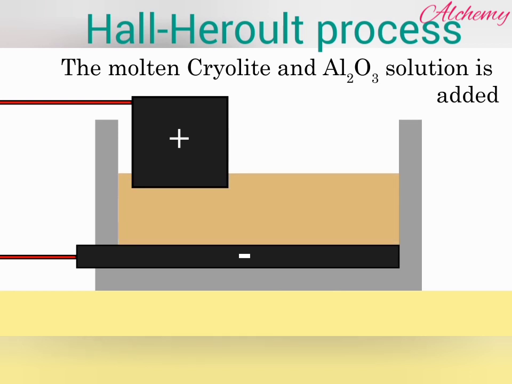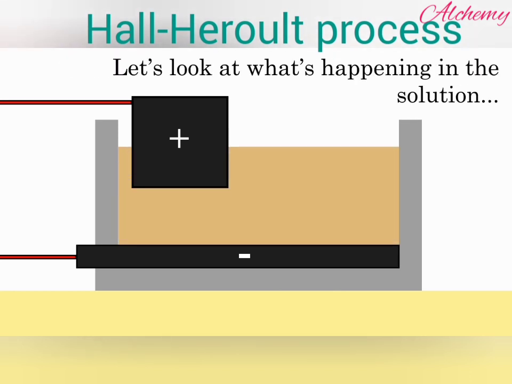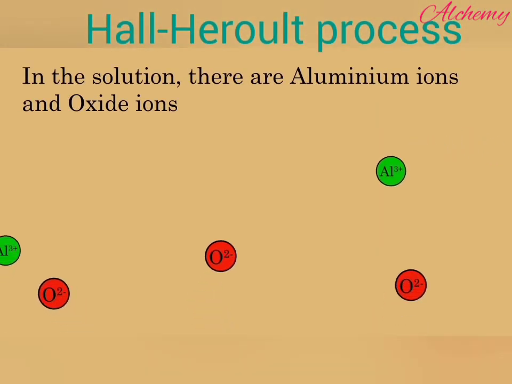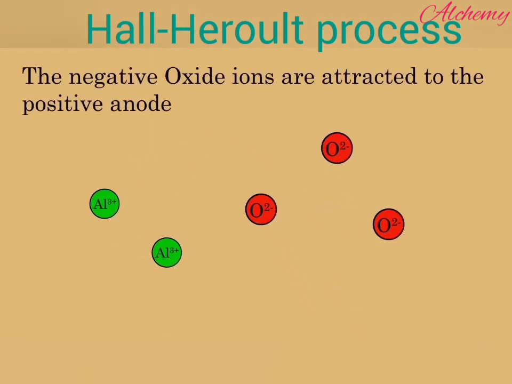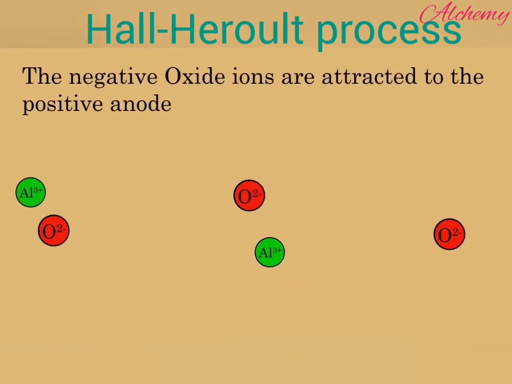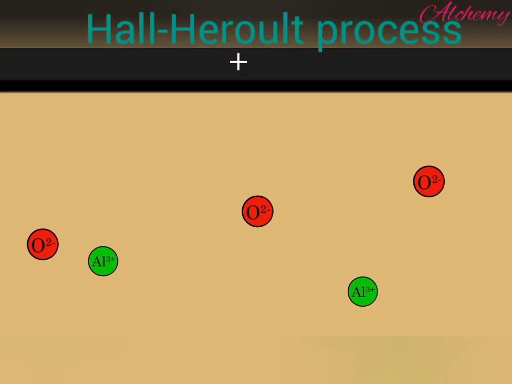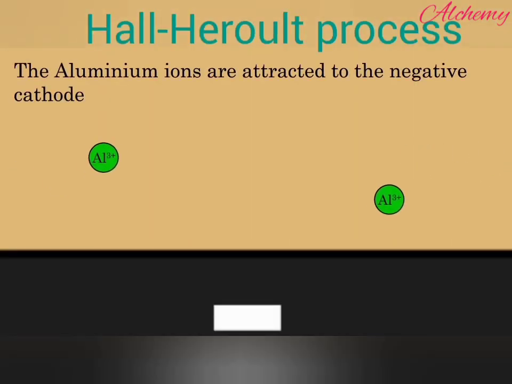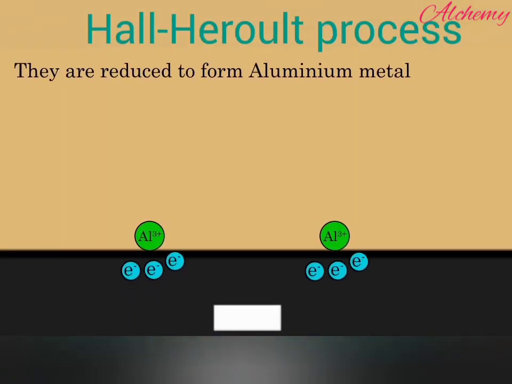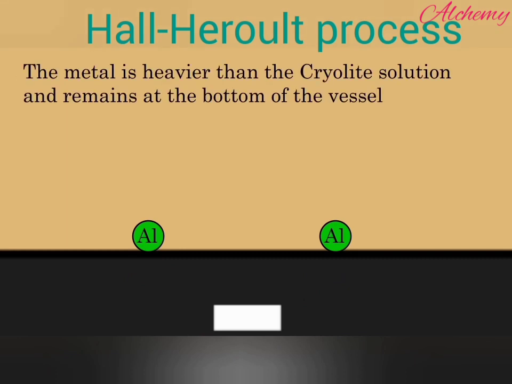The molten cryolite and aluminium oxide is added, and the electricity is passed through the electrodes. In the solution, there are aluminium ions and oxide ions. The negative oxide ions are attracted to the positive anode. At the anode, the oxide ions combine with carbon to form carbon dioxide. The aluminium ions are attracted to the negative cathode, where they get reduced to aluminium metal, which being heavier than cryolite settles at the bottom.